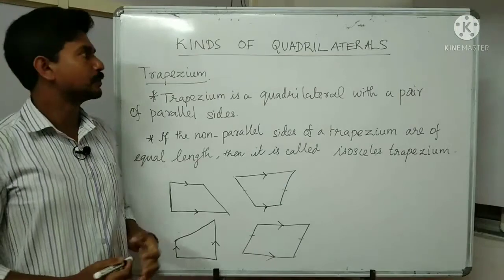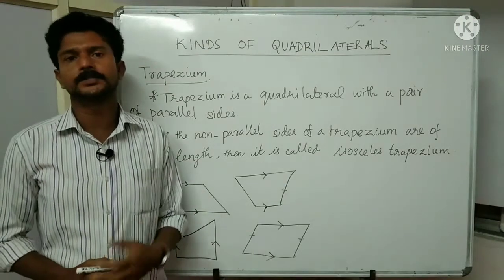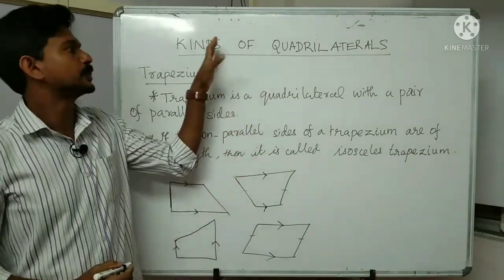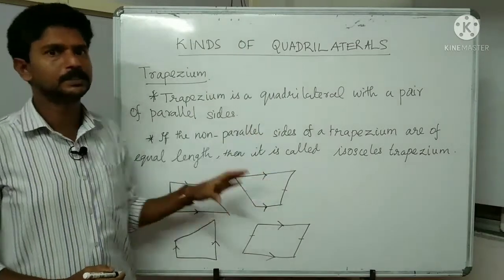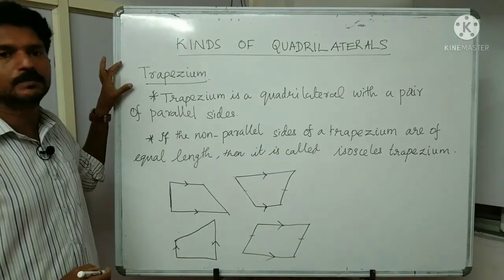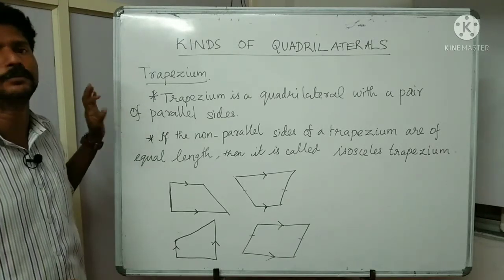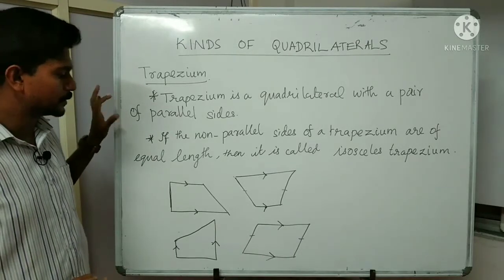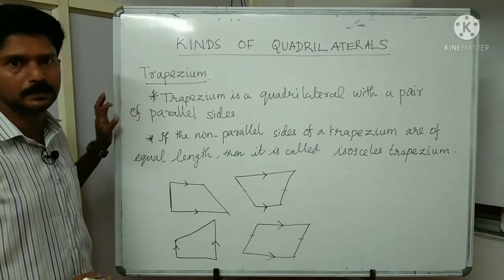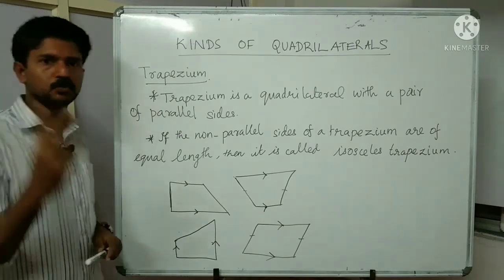Since our lesson is about understanding quadrilaterals, next we are going to see the kinds of quadrilaterals. First, we are going to see the trapezium. A trapezium is nothing but a quadrilateral with a pair of parallel sides. A pair of sides means two sides are parallel.